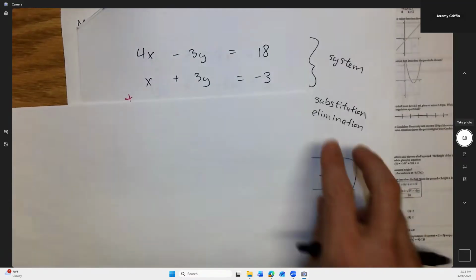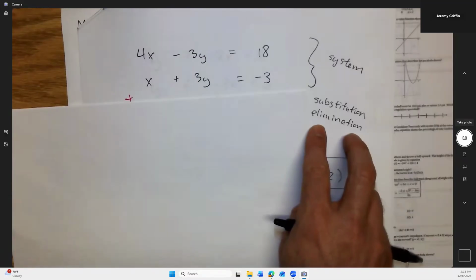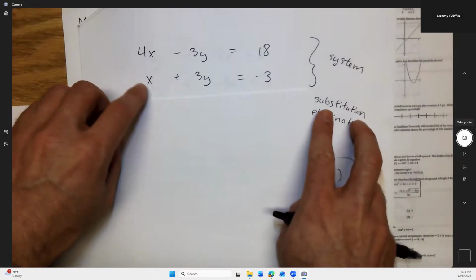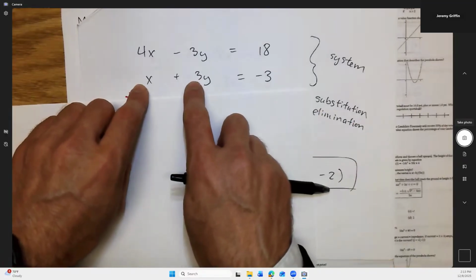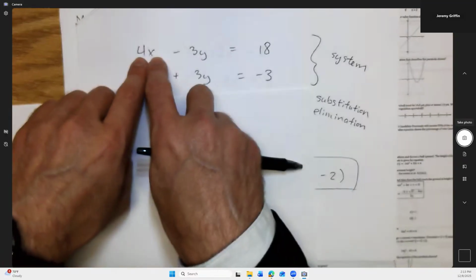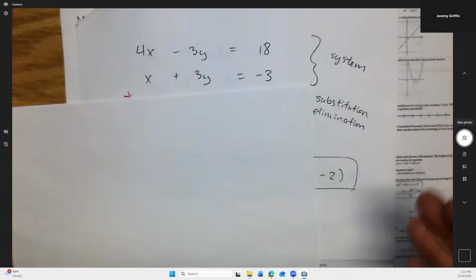Now, if you guys remember processes like substitution and elimination. You guys remember substitution, elimination? The way substitution would work is I might say x equals -3y minus 3, because you can subtract this over. Substitute that in for this x. That would make the equation all in terms of y, and you can solve for y. You can do it.